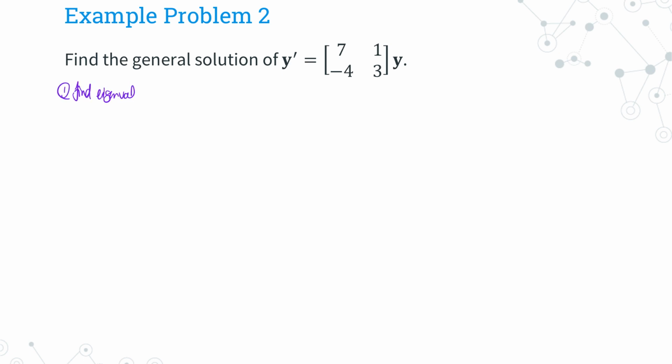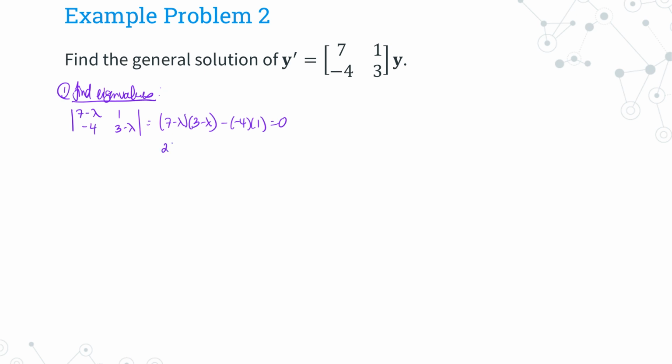All right, let's try it together and see if we got the same answers. So we find our eigenvalues, then we're looking at the determinant of 7 minus lambda, -4, 1, and 3 minus lambda. So we get 7 minus lambda times 3 minus lambda, minus -4 times 1 for our characteristic equation, and we want it to be equal to 0.